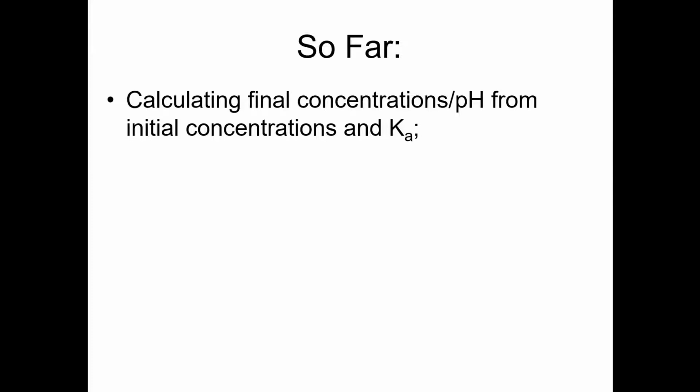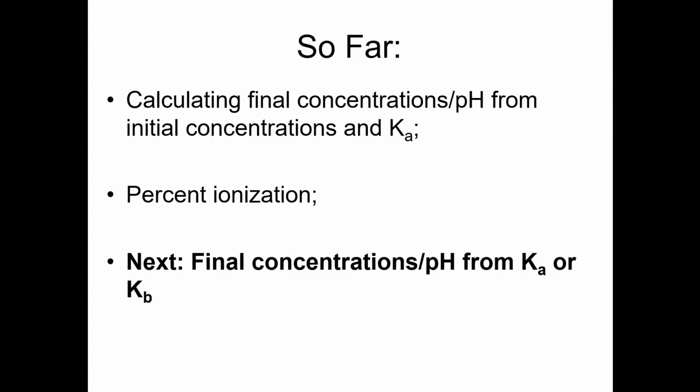calculating final concentrations, and therefore, I'm sorry, I've got this backwards. Calculating Ka given initial concentrations and one final concentration, and therefore from there percent ionization. And so now we're going to do the thing that I've actually mentioned here, which I say wrong. So I'll back up. What we've done so far is calculated Ka if we know the initial concentrations and one final concentration, or the pH. We've talked about percent ionization.